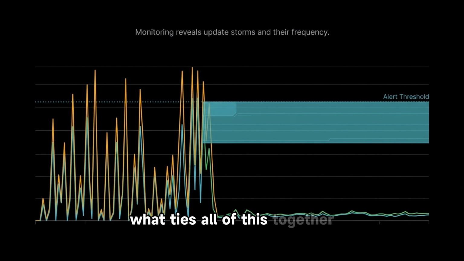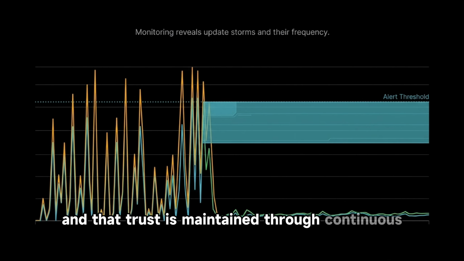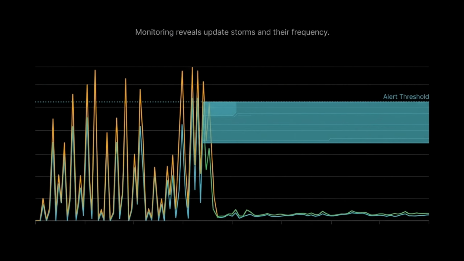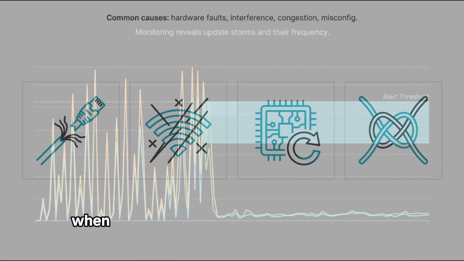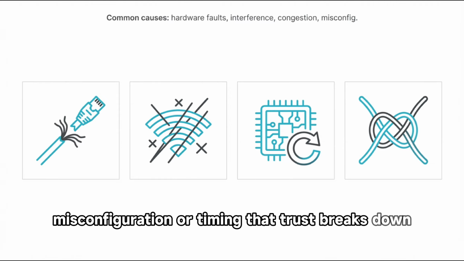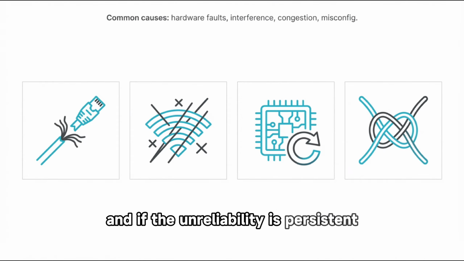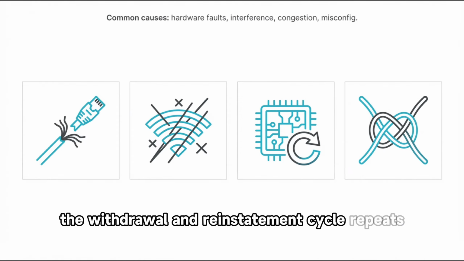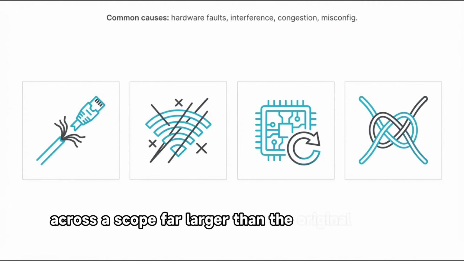What ties all of this together is a single underlying reality. Routing systems are built on trust between neighbors, and that trust is maintained through continuous, time-sensitive communication. As long as the communication is reliable and timely, the trust holds and routes stay stable. When the communication becomes unreliable, whether due to physical problems, congestion, misconfiguration, or timing, that trust breaks down, routes get withdrawn, networks reconverge, and if the unreliability is persistent, the withdrawal and reinstatement cycle repeats, consuming resources and degrading experience across a scope far larger than the original problem.